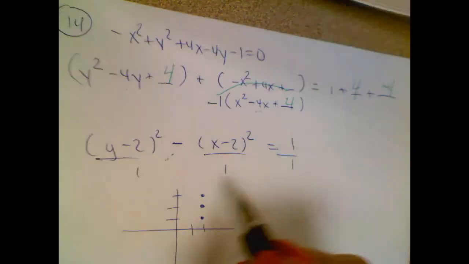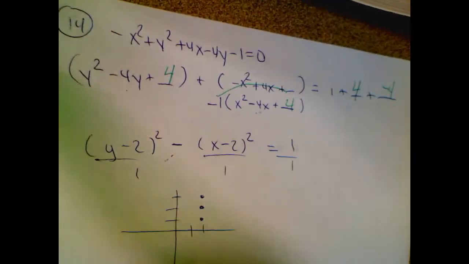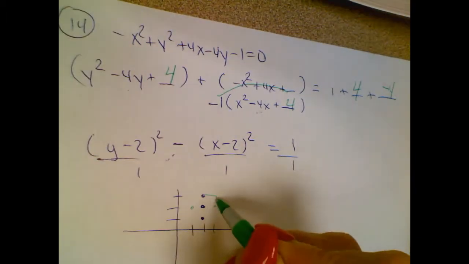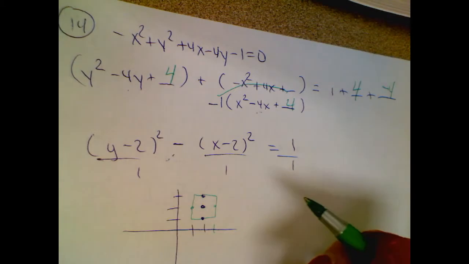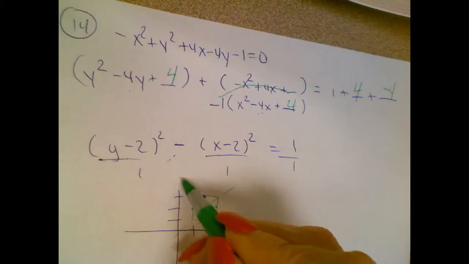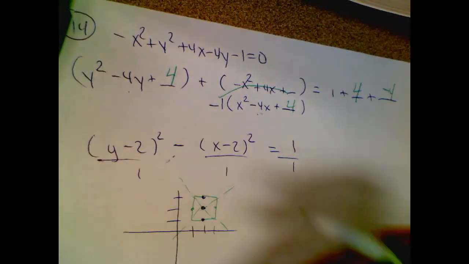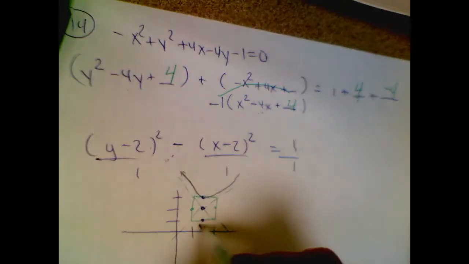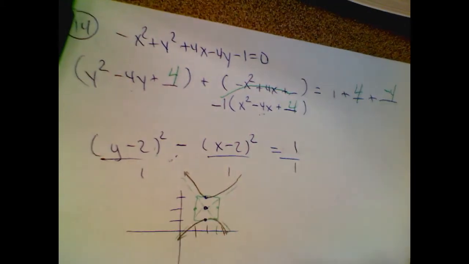And then you're also going to go for your box vertices, 1 and 1 this way. Draw a little 1 by 1 box here. Actually, it's like a 2 by 2 box. Draw on your asymptotes. Remember, because the y is first, it's going to go up and down. So your graph looks something like that.